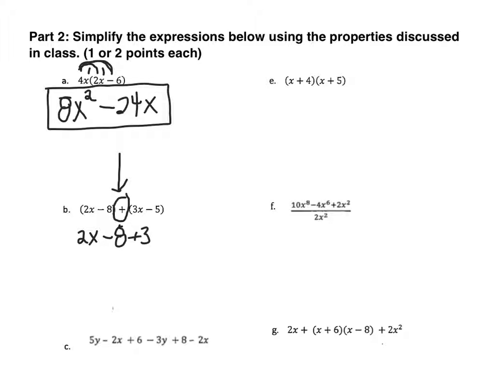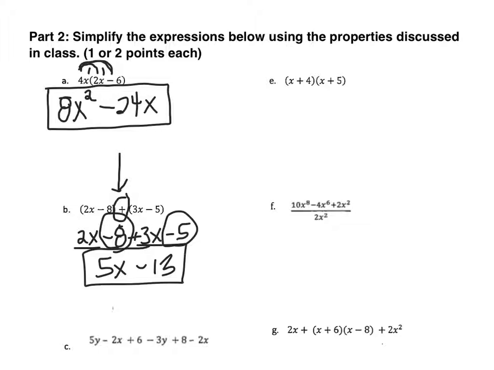We have a positive 3x and a negative 5. And now just combine your like terms. 2x plus 3x gives you 5x's. Negative 8 minus 5 gives you negative 13. That's your final answer.